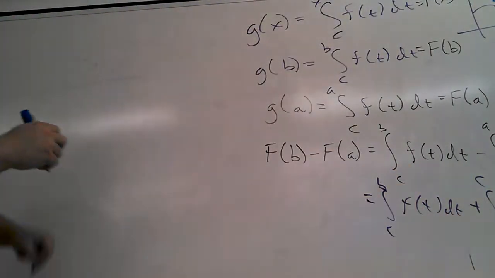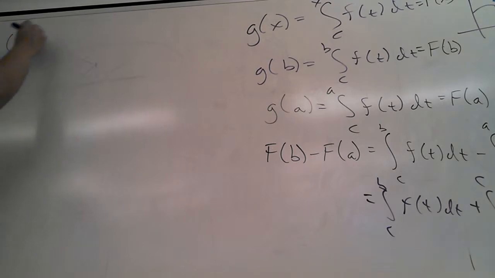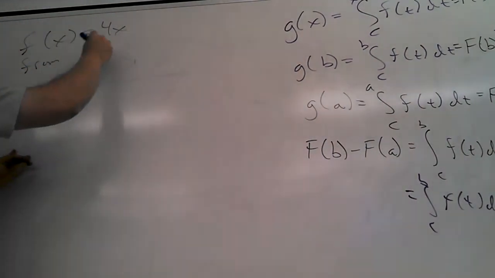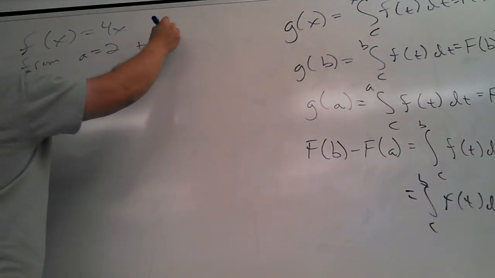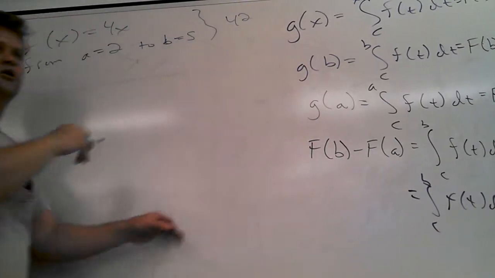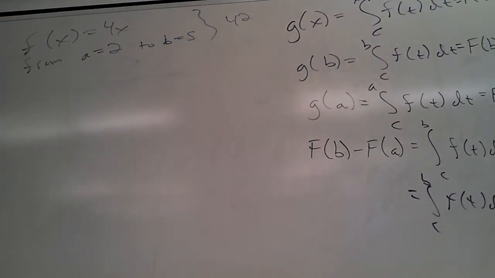We did this function earlier, right? This was on the handout from 2 to 5, and what answer did we get? 42. Yeah, we did this and we got 42. So we're going to redo it using the second fundamental theorem of calculus. It took us a while to do it, and we all loved it, but it took us a while.